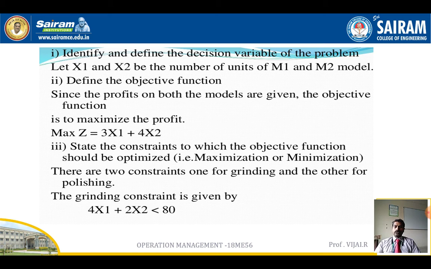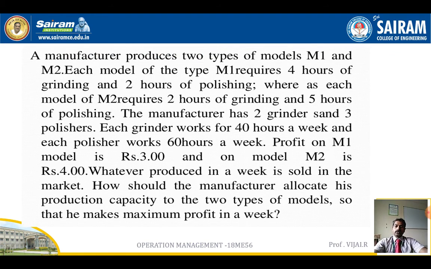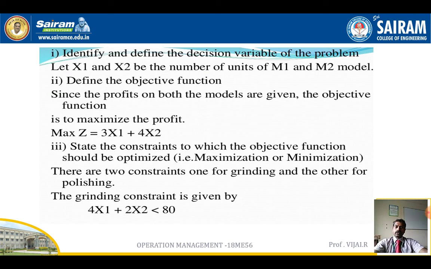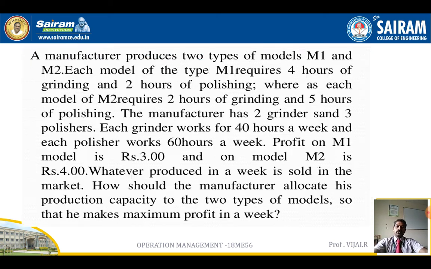These are the two things we have to do. In the objective function, the question given is how to maximize the profit. The question is how the manufacturer should allocate the production capacity so that he makes the maximum profit in a week. So here we give a statement: maximize Z = 3x1 + 4x2, right? Earlier in the problem we clearly see the profit of 3 for M1 and 4 for M2, for the two types of models.